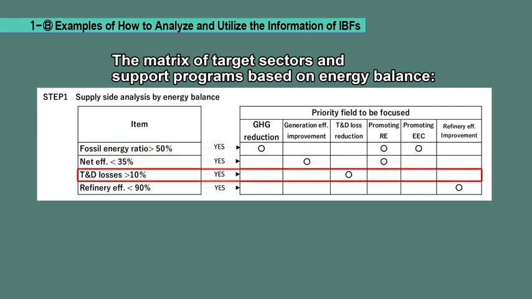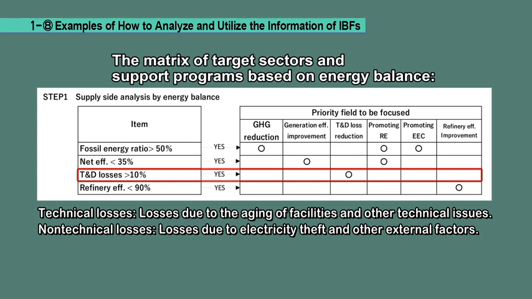Regarding transmission and distribution losses, there are two types: technical loss and non-technical loss. Technical losses arise from system-related electrical factors. A typical non-technical loss is electricity theft, which is particularly common in developing countries. Technical losses can be tackled effectively by renewing facilities and supporting improvement in maintenance capabilities. Distributing or promoting smart meters are effective against non-technical losses.